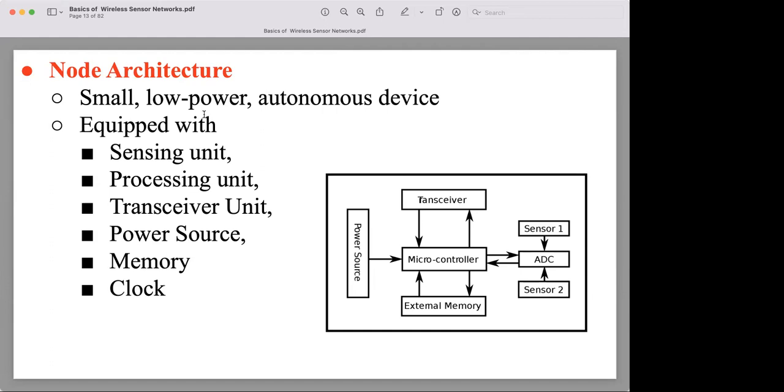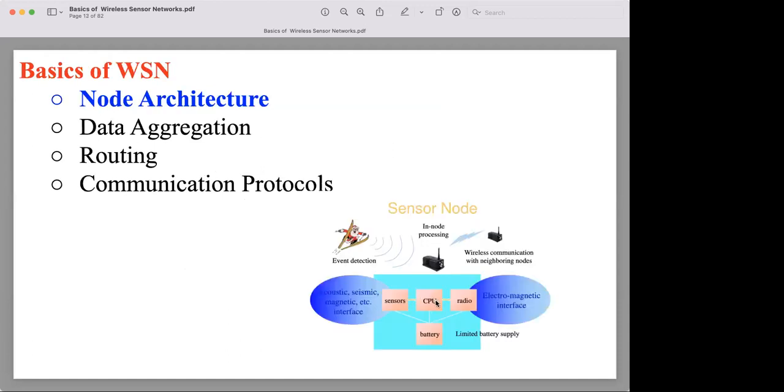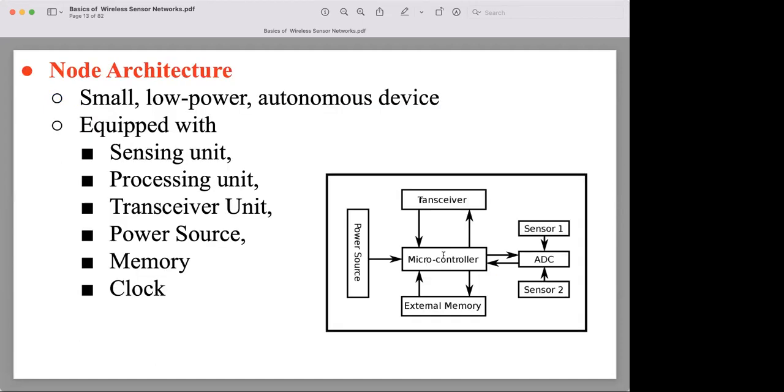Now, if you open that node, whatever the node is there, you can find out these main units. So this is the picture of block diagram of this wireless sensor node. If you deploy this node, this is a node and they have the 4 main units. So if I open this node, one is the controller, which is also known as the processing unit.